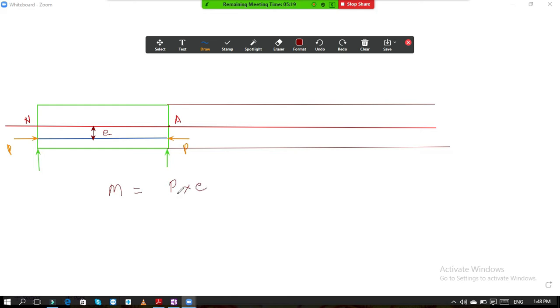Now see, is this moment a positive moment or a negative moment? How do we decide that? If your bending moment is sagging, then we always consider it as positive. If our bending moment is hogging, then we consider it as negative. These are the sign conventions for bending moment. Okay. Now see over here.